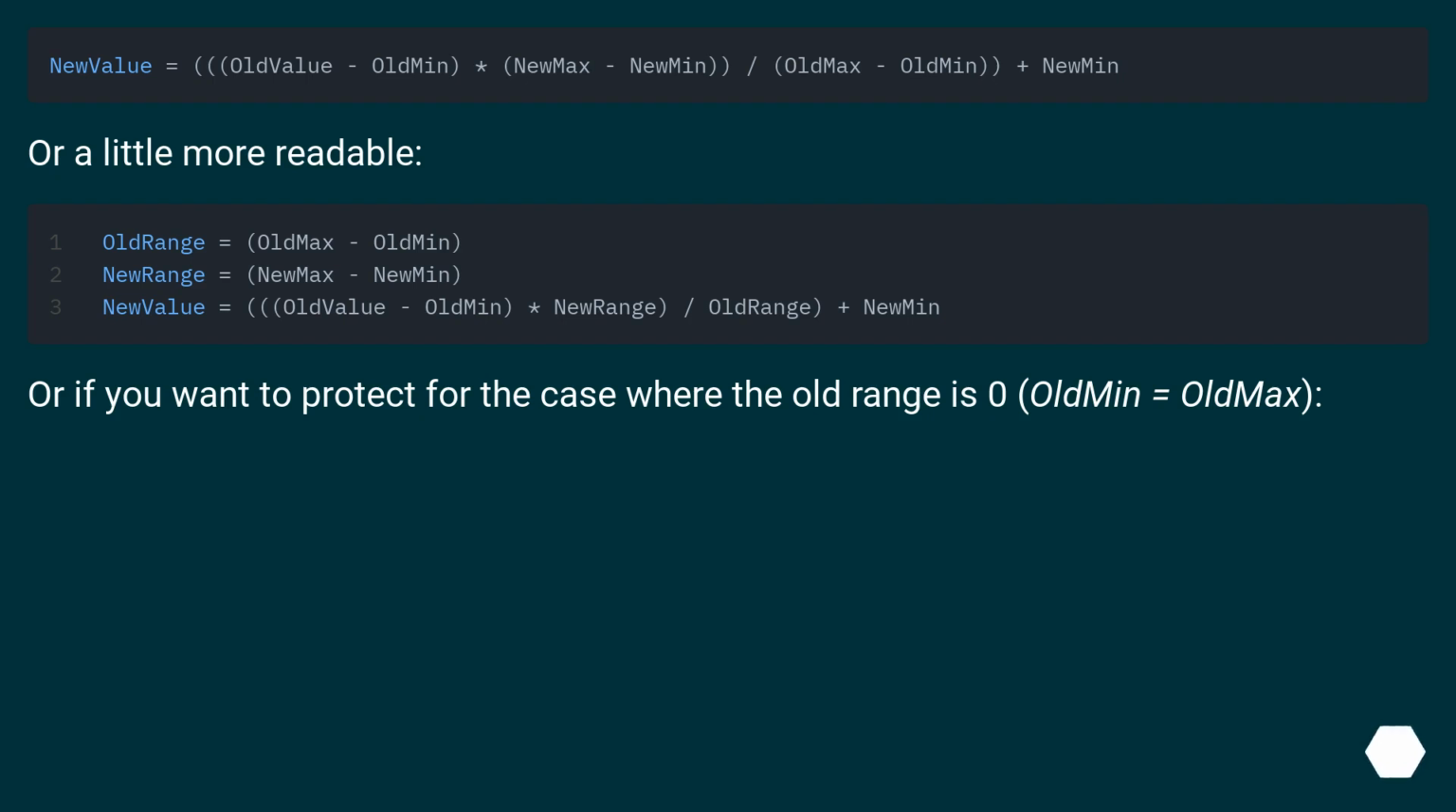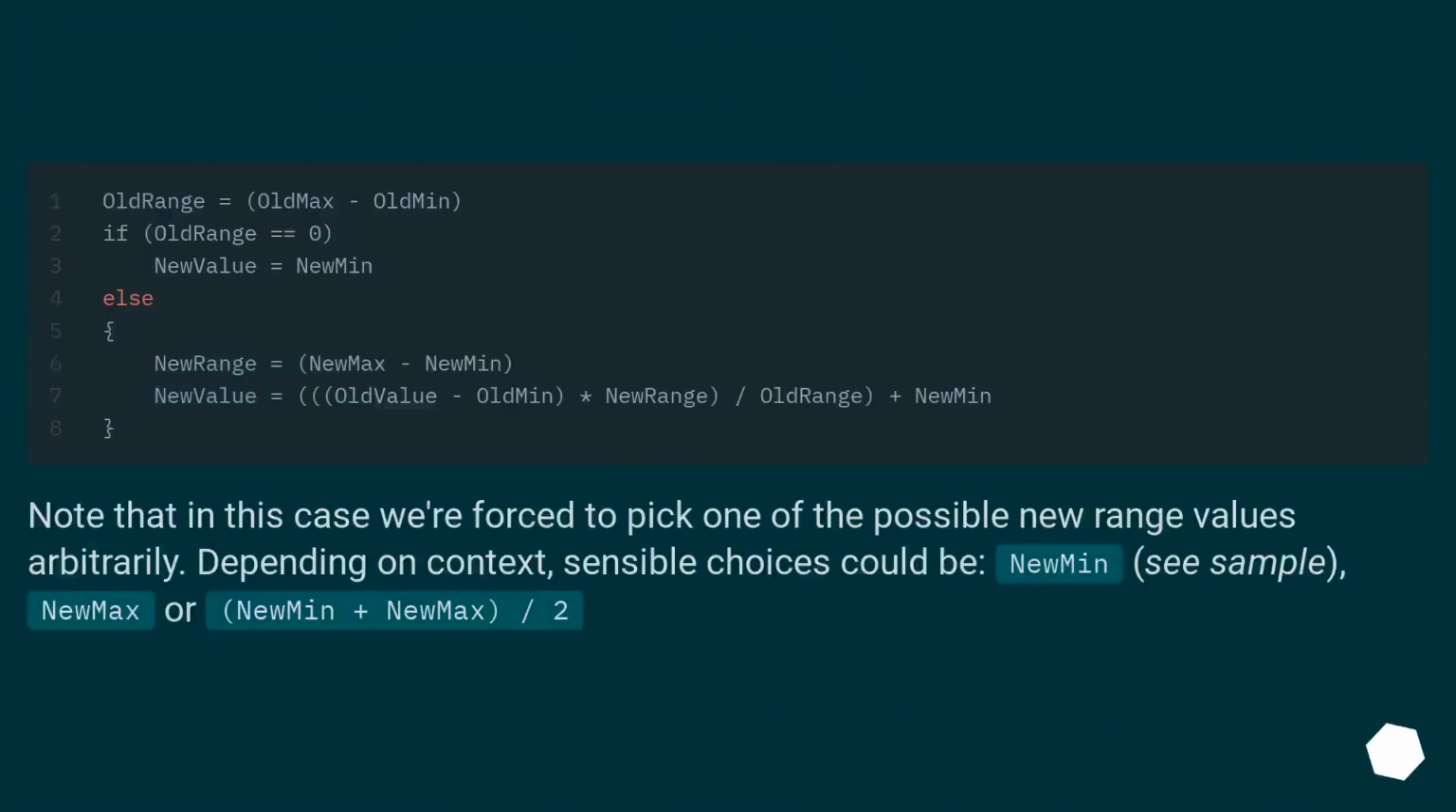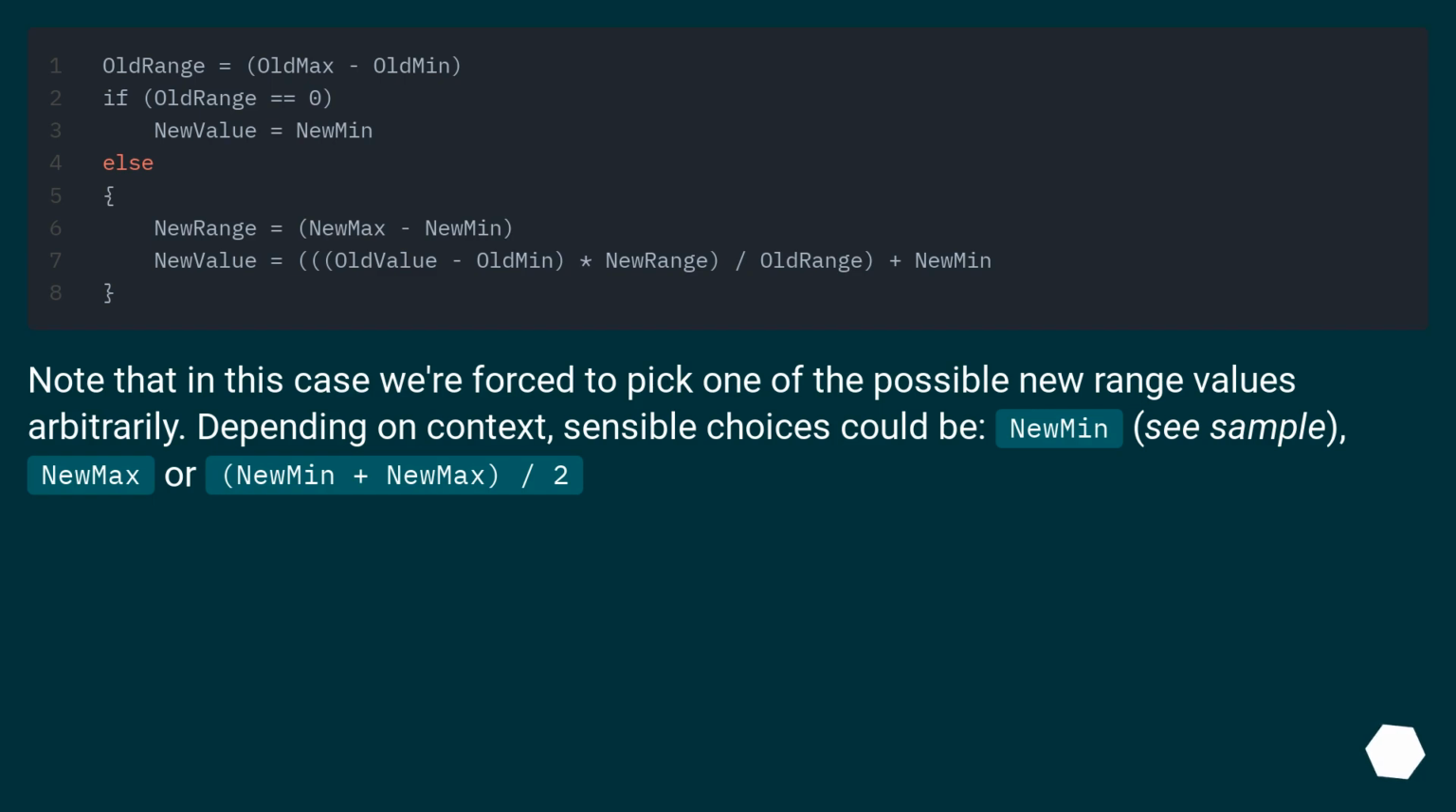Or a little more readable. Or if you want to protect for the case where the old range is 0, oldmin equals oldmax. Note that in this case we're forced to pick one of the possible new range values arbitrarily. Depending on context, sensible choices could be newmin, the midpoint, or newmax, or newmin plus newmax.